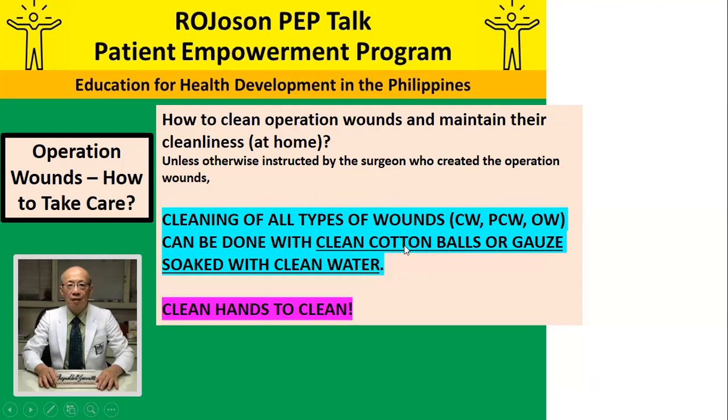Cleaning of all types of wounds can be done with clean cotton balls or gauze soaked with clean water. So pwede na yung clean cotton balls, doesn't have to be sterile, basta clean, and then gauze also, again, yung clean tap water or yung drinking water, okay, bottled drinking water, this is the ones readily available, okay. So, but make sure that you must clean your hands before you clean the wound. Clean hands to clean.